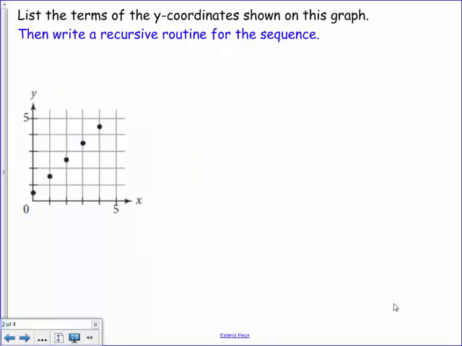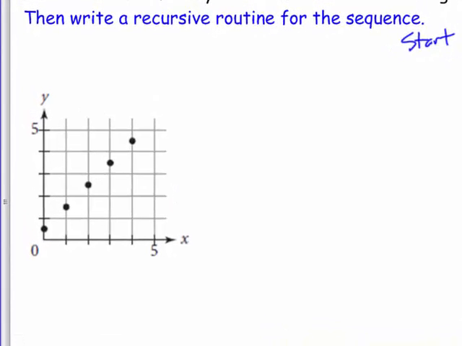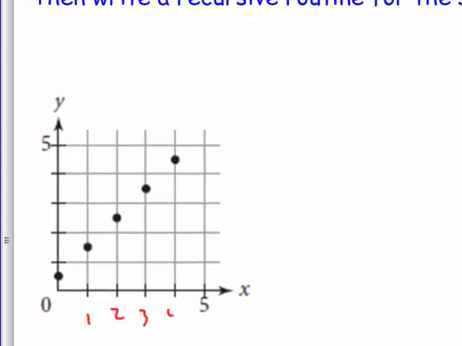Something you'll see will be like this. It'll say list the terms of the y-coordinates shown on this graph, then write a recursive routine for the sequence. When we get to the recursive routine, remember we're just saying where it starts and what the rule is. Let's just write all these points first. What are my x's counting by? It looks like they're counting by ones. I can tell by that 5 at the end. Same thing with my y's. These are counting by ones.